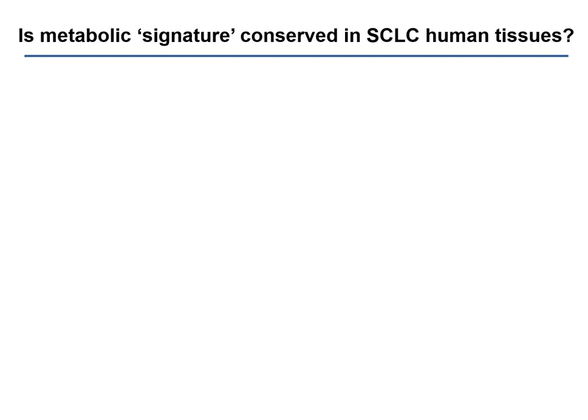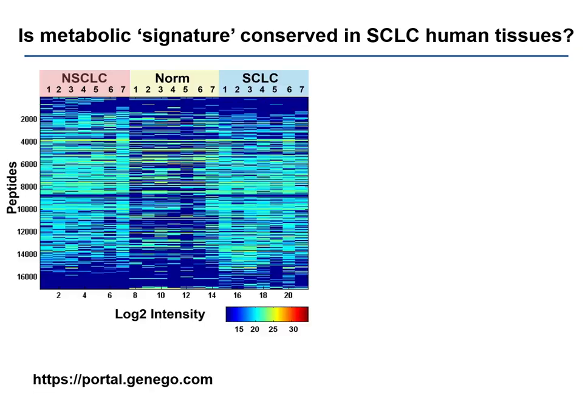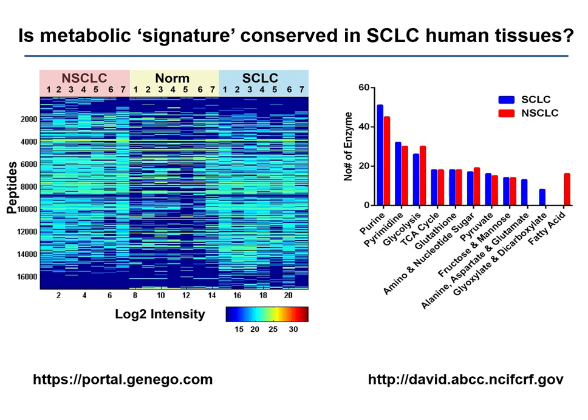The next question is, is this metabolic signature conserved in small cell lung cancer human tissues? So we performed ATP binding protein profiling in 7 small cell lung cancer, 7 non-small cell lung cancer, and 7 normal tissues. Here is the heat map. You can still see the differential peptides in the upper left corner and the lower right corner.